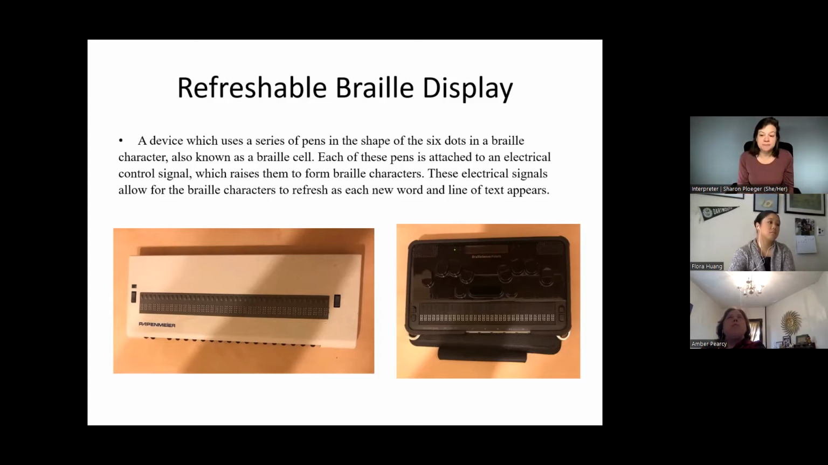And it's more of a stationary device. So it's generally just connected to a computer left at someone's desk or workstation. It's not very portable. The one on the right, however, is called a Braille Sense, and it's a 32 character display. So each line of text is 32 cells long.